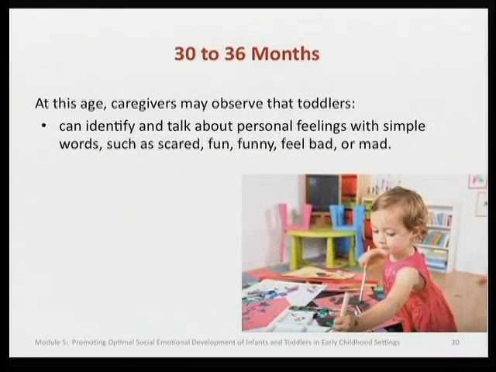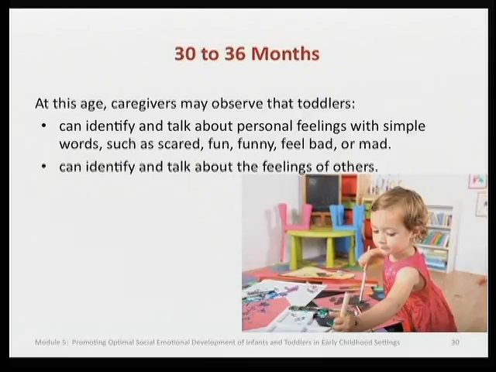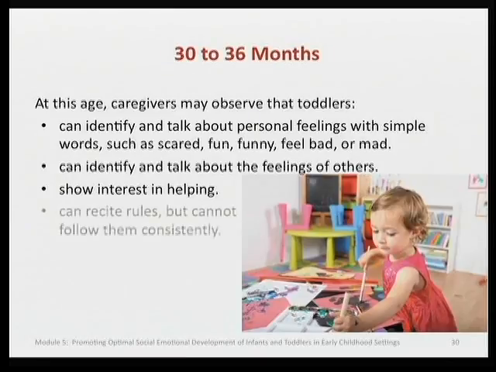As children approach 3 years of age, communication involves more use of words. Caregivers may observe that they can identify and talk about personal feelings with simple words such as scared, fun, funny, feel bad, or mad. They also can identify and talk about the feelings of others. For example, a child may notice another child crying and ask, "What's wrong?" Encourage children as they show interest in helping with simple tasks, such as throwing away trash or returning toys to shelves. Be aware, at this age, children can recite rules but cannot follow them consistently.